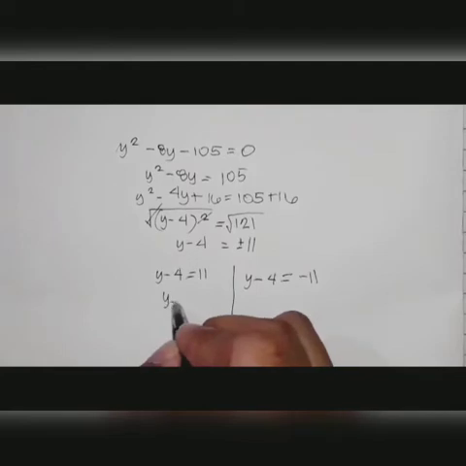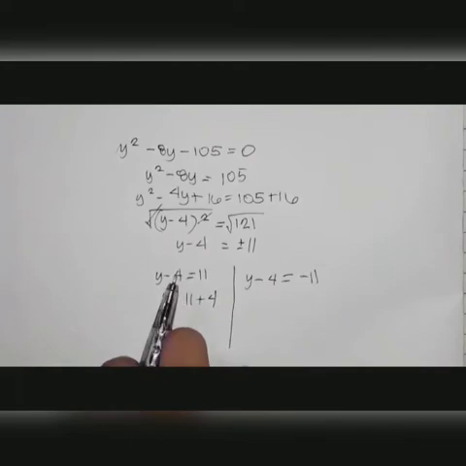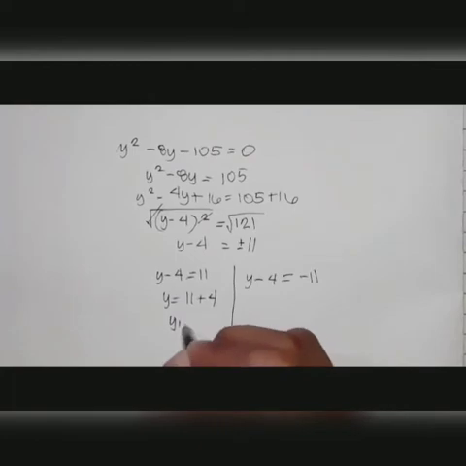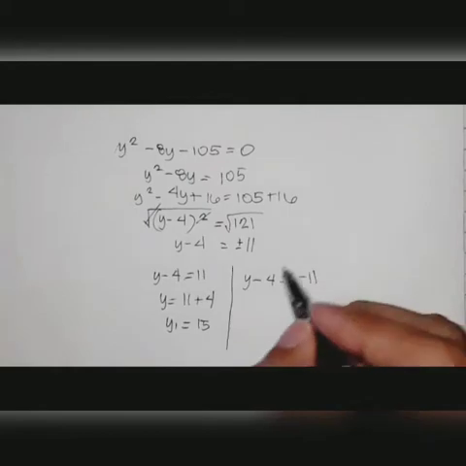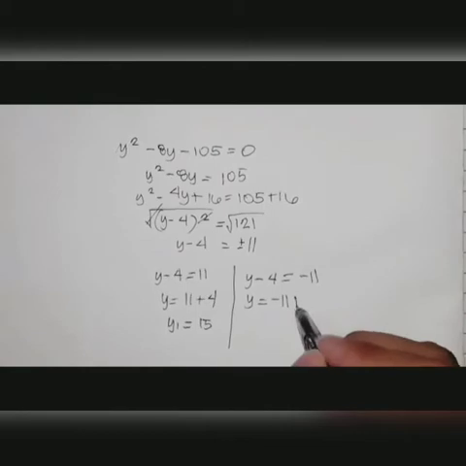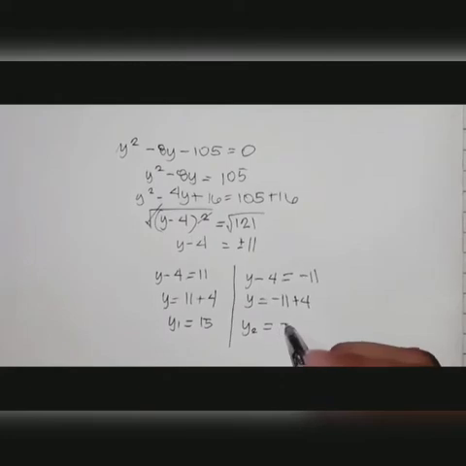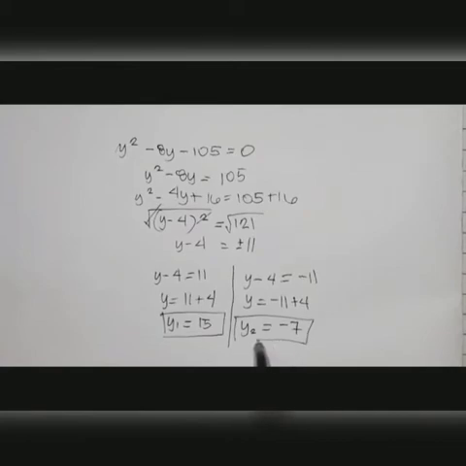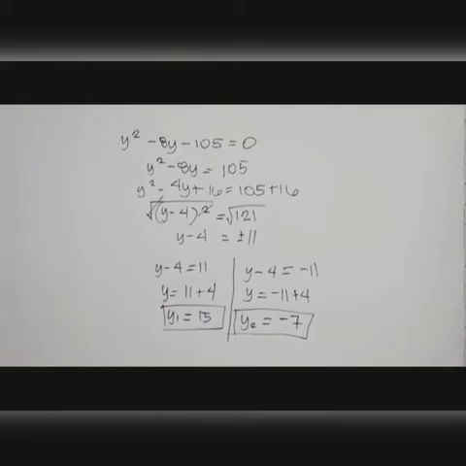So our first root is 11 plus 4, since we should transfer the negative 4 to the other side of the equation. So our first root is what? It's 15. Next, for our second root, y is equal to negative 11 plus 4. Our second root is negative 7. So these are the roots of the equation y squared minus 8y minus 105.